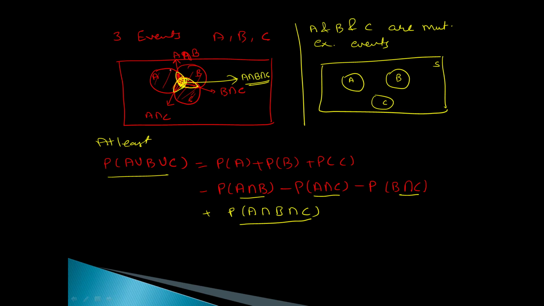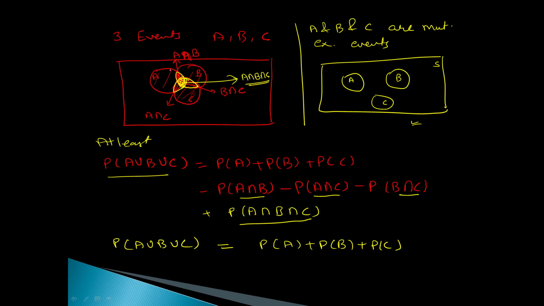So when we put all these probabilities to be 0, in this particular case, what formula do we get? P(A union B union C), the probability of the union of the events, is the sum of their individual probabilities. That's it. So this becomes very simple when the events are mutually exclusive. So this we have done for 3 events.